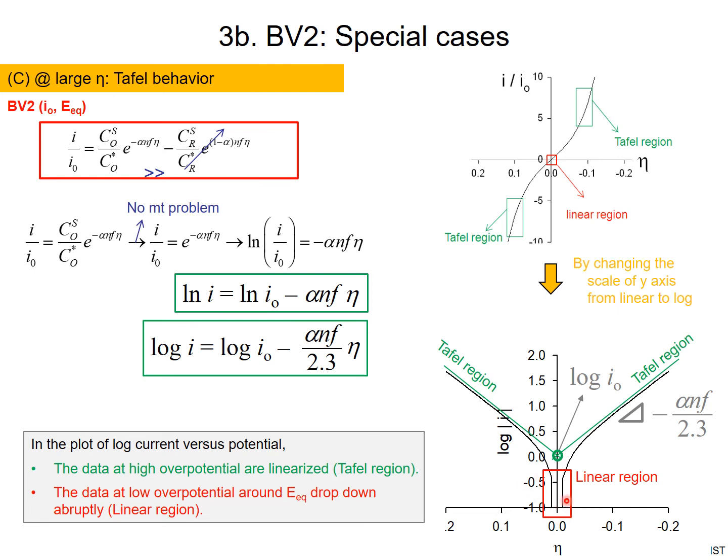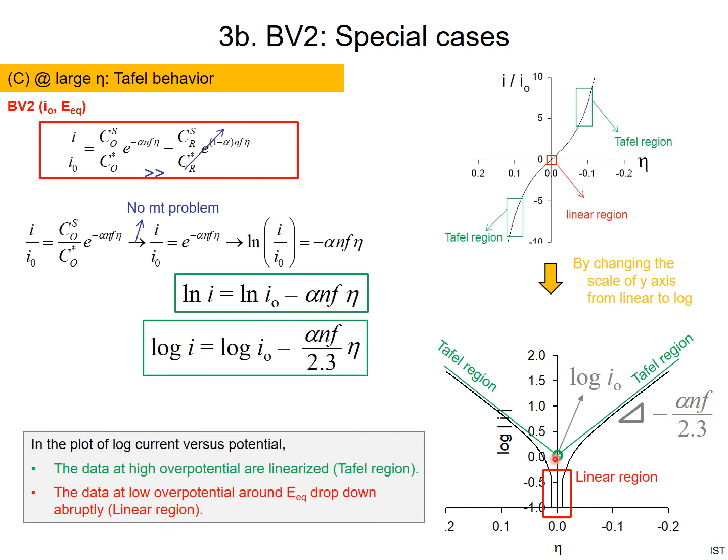So practically, we use this plot for the data at the high overpotential region, or Tafel region, because we could recognize a linear line for the data at high overpotentials. In this case, the slope is, of course, this one. I mean minus alpha nF per 2.3. Also, the y-intercept is the log exchange current.